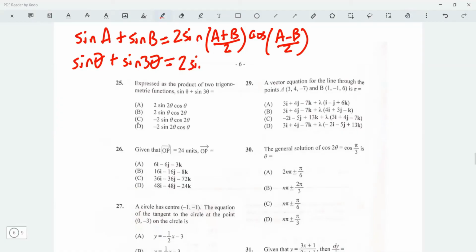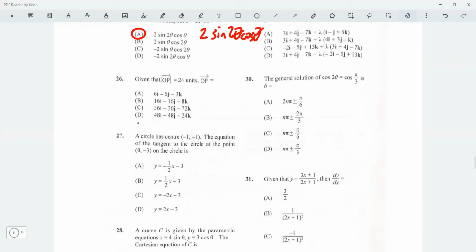It's twice the sine, so theta plus 3 theta is 4 theta, and then 4 theta is divided by 2, times the cos of half the difference. Now theta minus 3 theta is minus 2 theta, minus 2 theta over 2 is minus theta, but the cos of minus theta is the cos of theta. So this is going to be 4 theta over 2 is 2 theta. So this is 2 sine 2 theta cos theta. 2 sine 2 theta cos theta is option A.